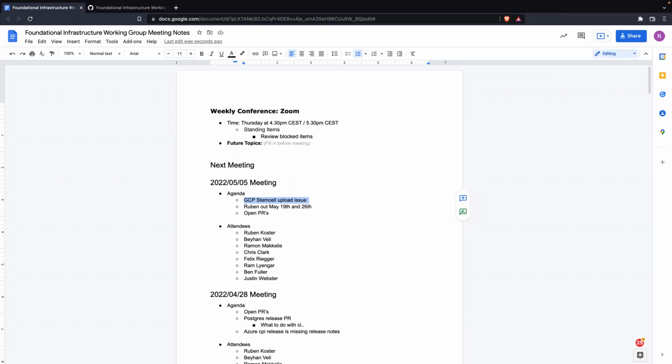Yeah, there is a ticket created now. It's only for uploading full stem cells. It doesn't seem to be related only to our stem cells, but to any image that you upload. So there's an issue raised with GCP. Someone created a GCP issue for this, and I'm just piggybacking.